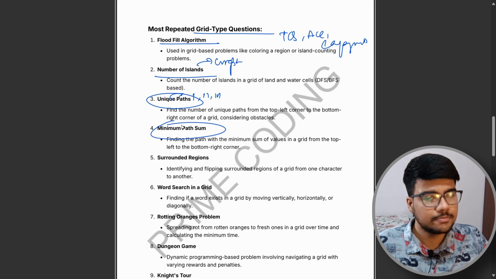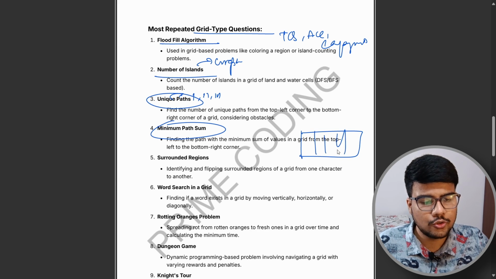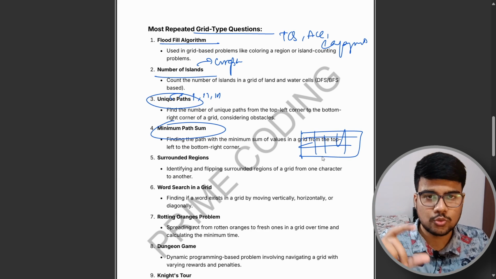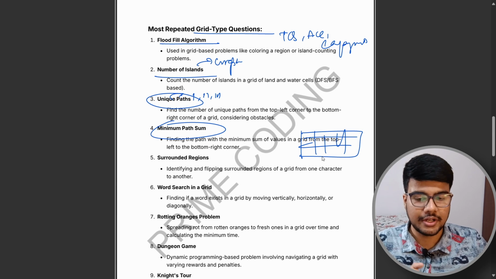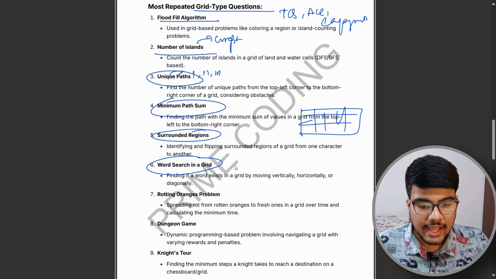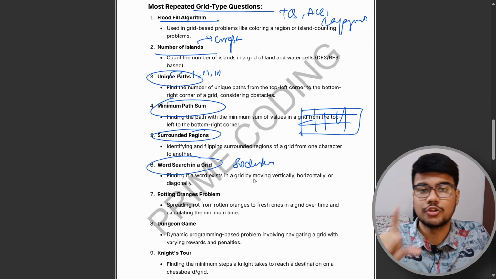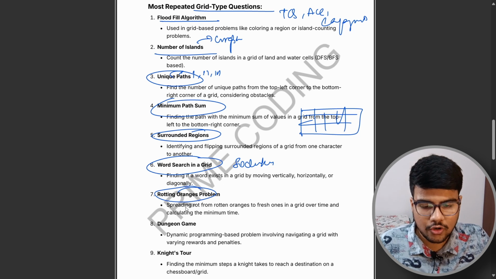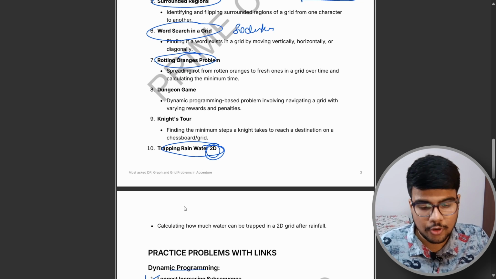Minimum path sum, definitely, where you get a 2 cross 2 matrix and you need to find the best route which will take less time and reach the last point of the grid, as well as surrounded regions, word search in grid, which is most important, as well as the pattern based on Sudoku solver, which will definitely be asked in your interview if you qualify. Now, rotten oranges problem, dragon game, trapping rainwater in 2D, guys, not in 1D. It's a 2D problem, okay?